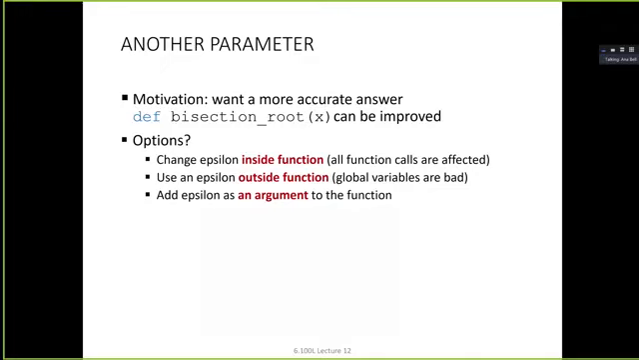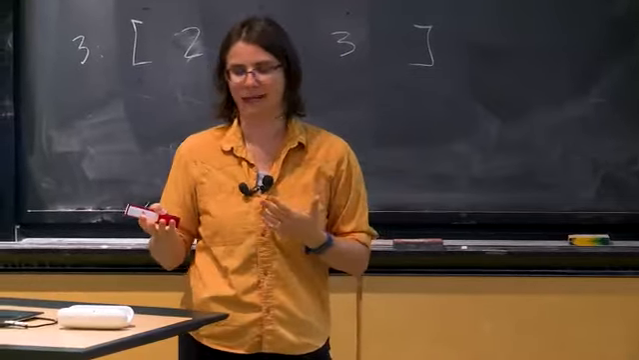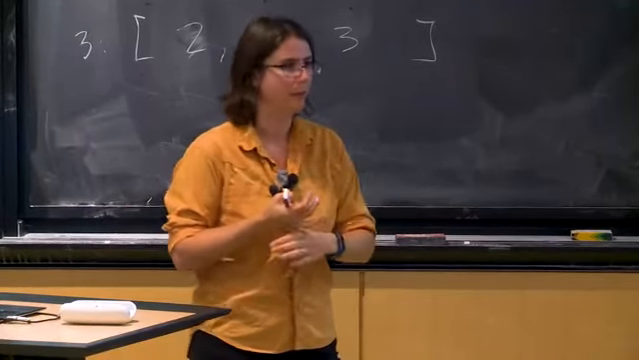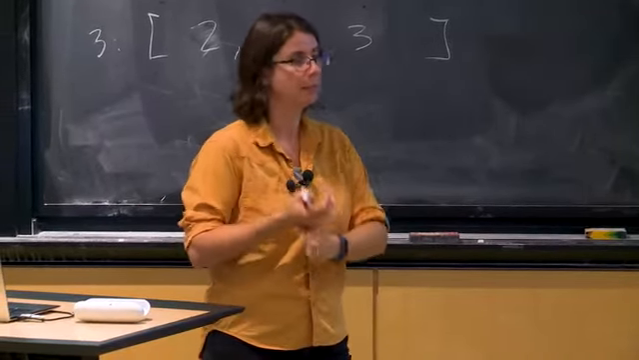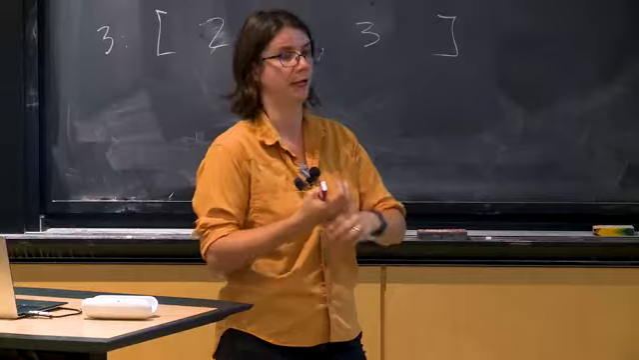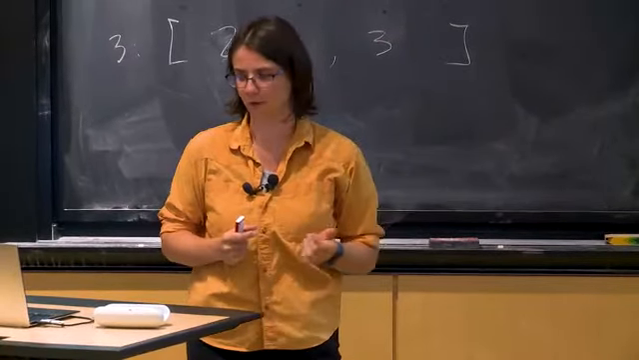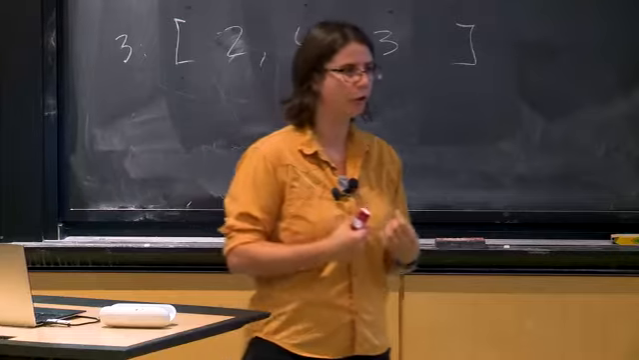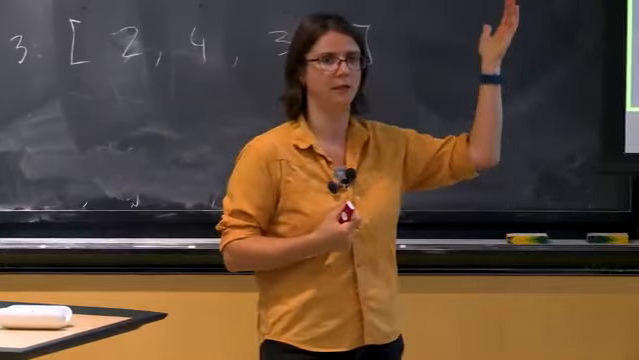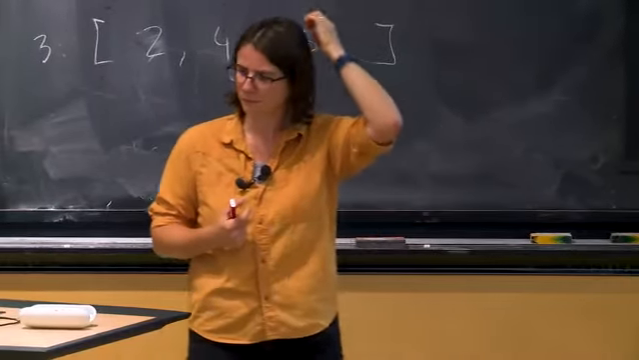Not a good idea, because as soon as we allow somebody using our code to make their own variables within our code, we're putting our trust in somebody else's hands. And they might forget to reset epsilon, or they might forget to set it to begin with. So using global variables is not a good idea in the first place. We'd like to keep control of the epsilon that's being used inside our function.